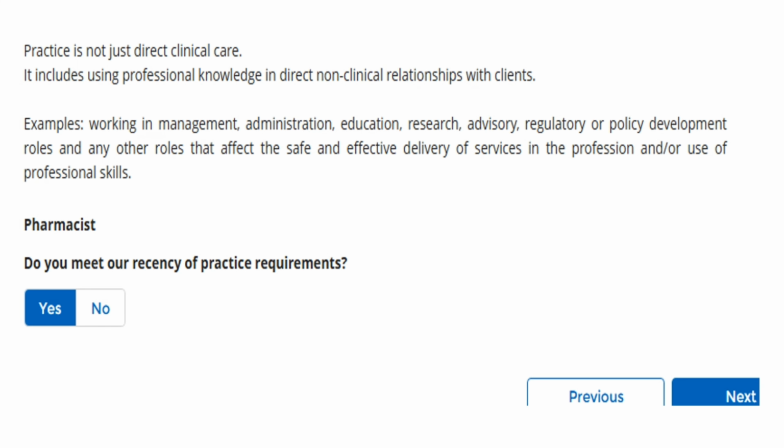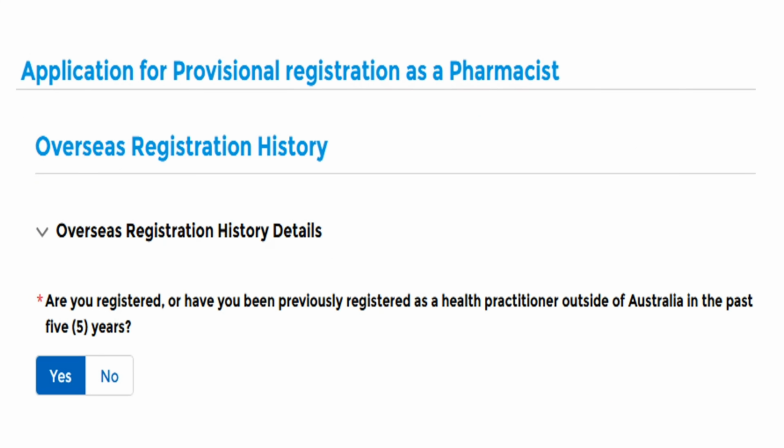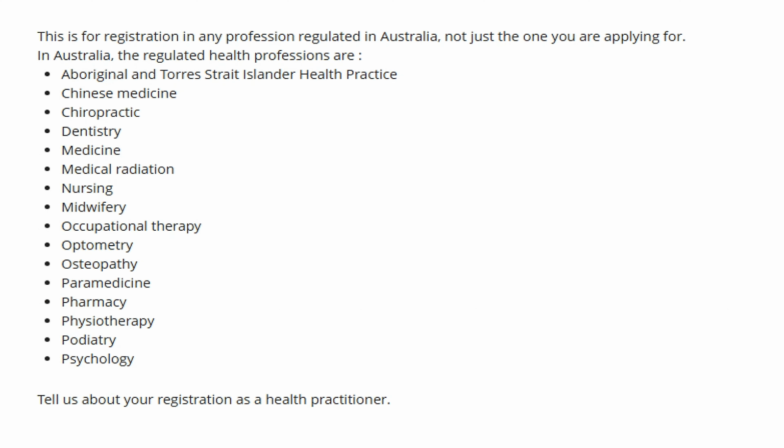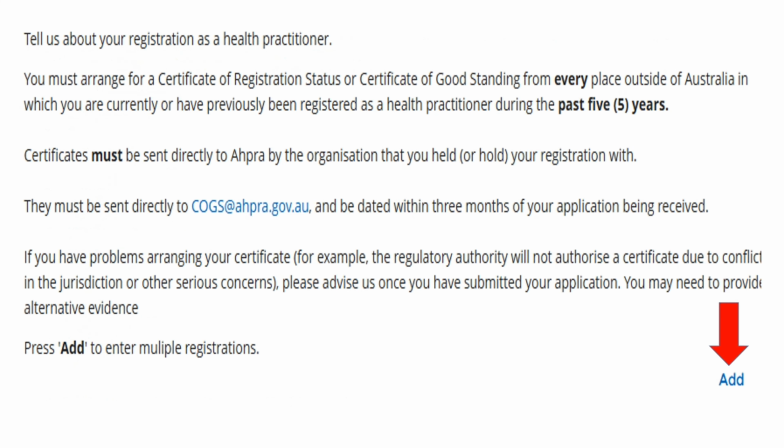So the next one is overseas registration history. Are you registered, or have you been previously registered, as a health practitioner outside of Australia in the past 5 years? If you have experience in the previous 5 years, you want to choose yes, or otherwise no. And the main important categories they included in the section, they mentioned as a list here. You want to check that one, just read those details also, and go for the next screen.